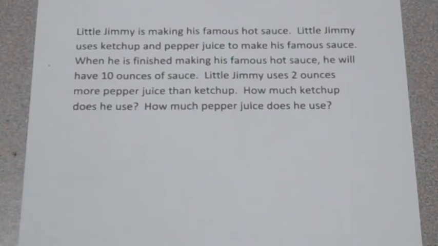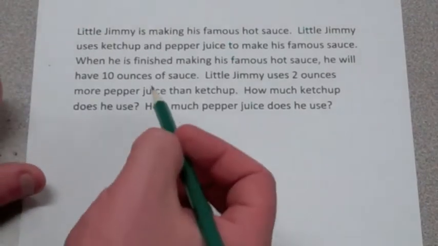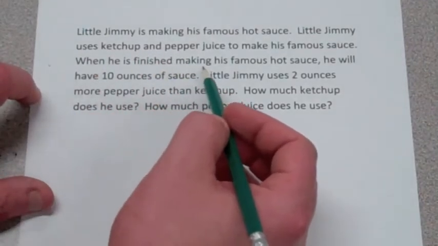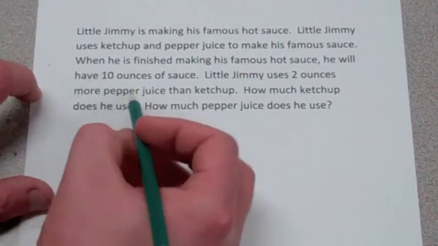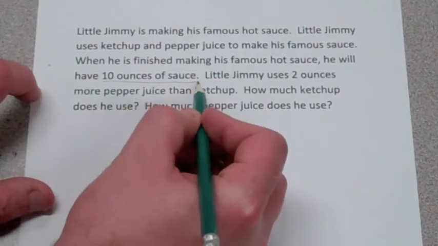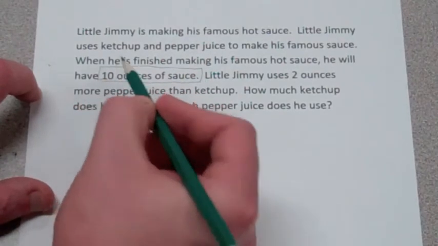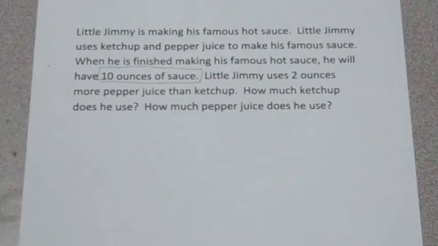Alright, so there's a couple of things in here that are kind of interesting and things that you should take note of. Most people will tell you to go through and underline them or circle them, and that's fine if you need to do that. So let's see what we would underline as important information. The first thing that stands out to me is that it tells us when he's finished making his famous hot sauce, he will have 10 ounces of sauce. So we know when he's done, he should have 10 ounces of sauce.